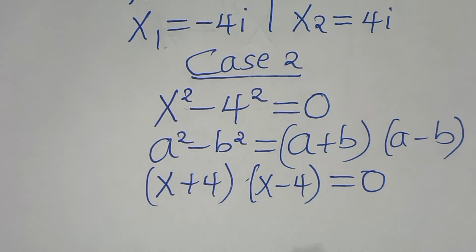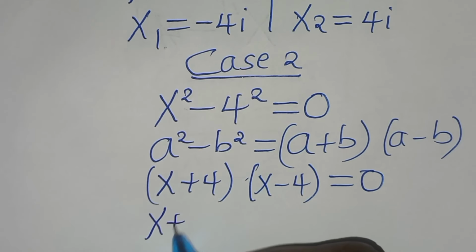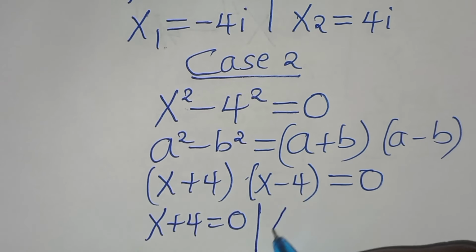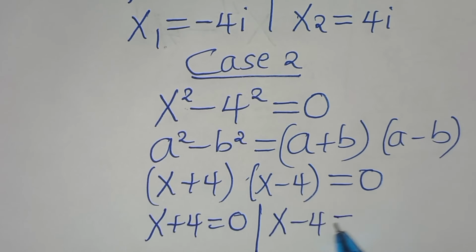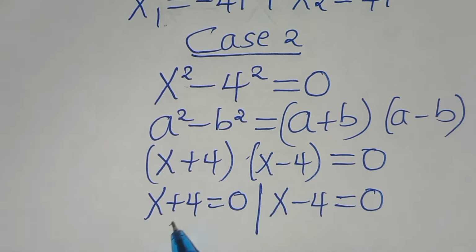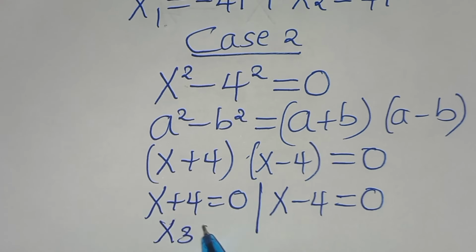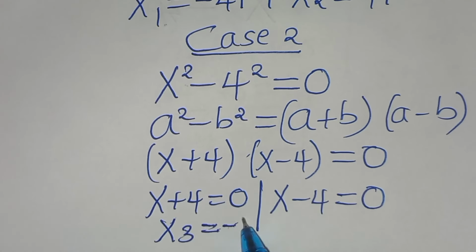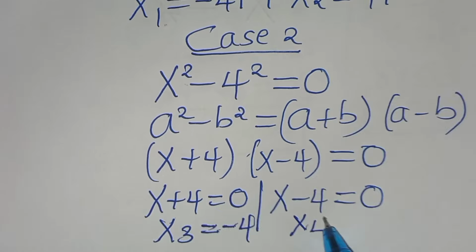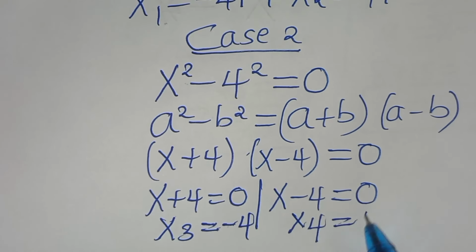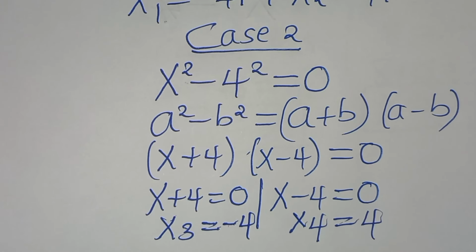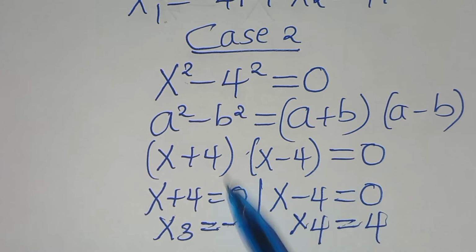So we have two parts here. The first part is x plus 4 equals 0. The second part is x minus 4 equals 0. So this implies that x3 from here is equal to minus 4, and x4 on this part is equal to 4. So this implies that we have 4 solutions for this algebra problem.